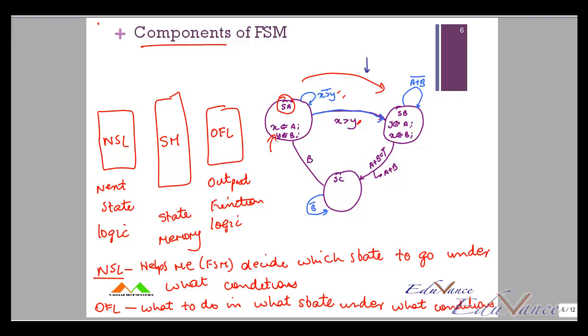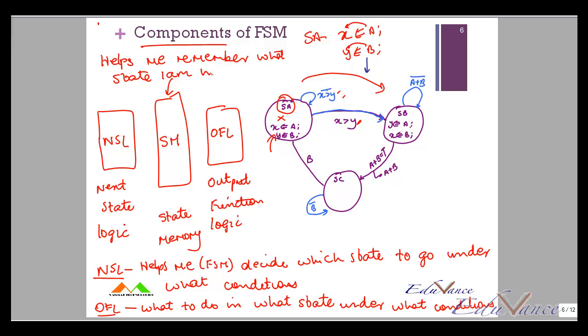So if I am in state A, I need to do this operation. Currently there are no conditions, so if I'm in state A, I will give A to X and I will give B to Y. Okay, I will give B to Y and A to X. So that is helped by the OFL. The state memory helps me, that is the FSM, remember what state I am in. So this is my state memory.